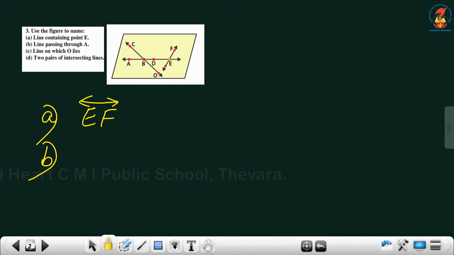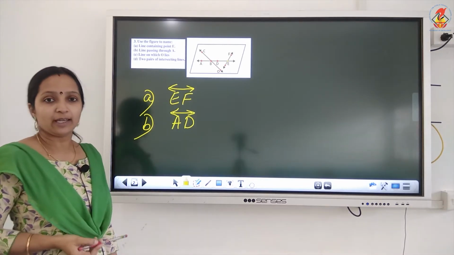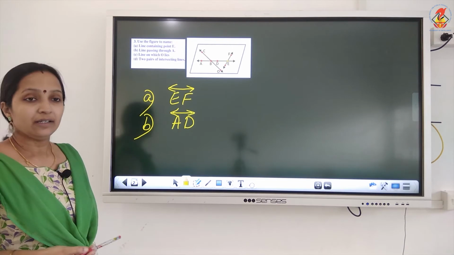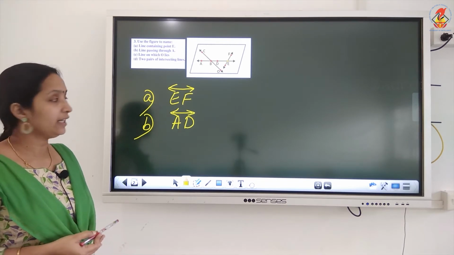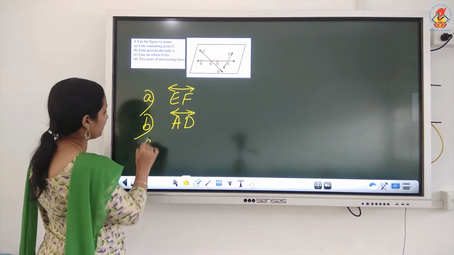Now move to question number B. Line passing through A. You have to write the name of a line which is passing through A. So tell me one name. Point A should be there. AD, one name AD you can write. You can write AB, you can write AE. All these lines are passing through the point A. I hope it's clear.